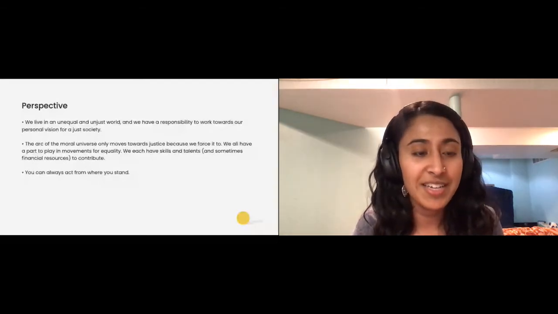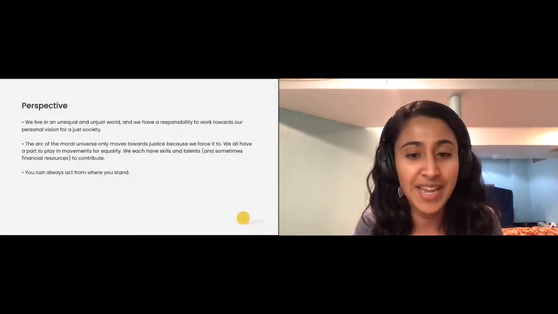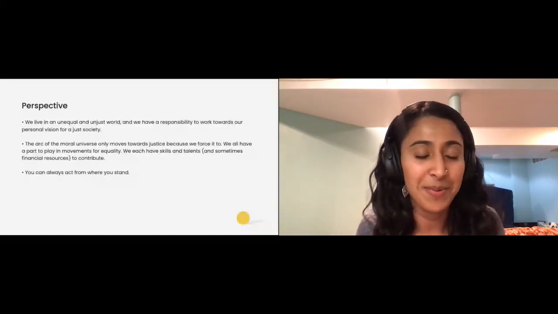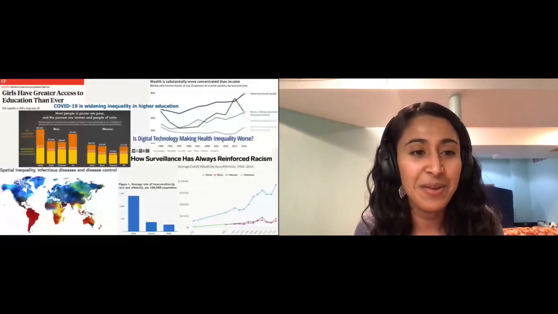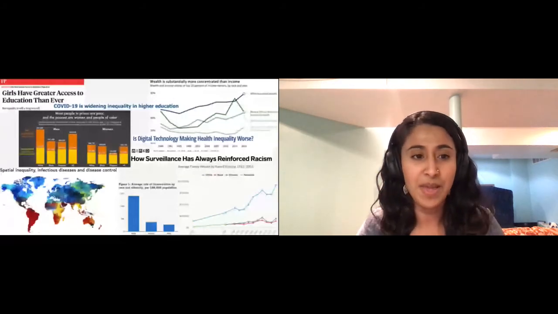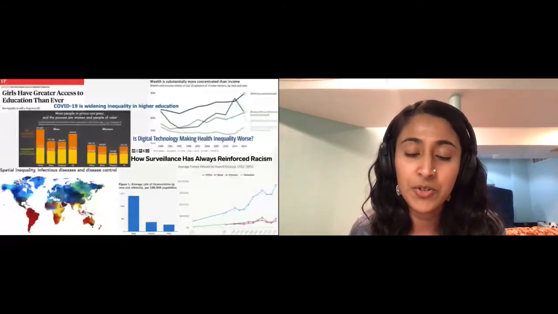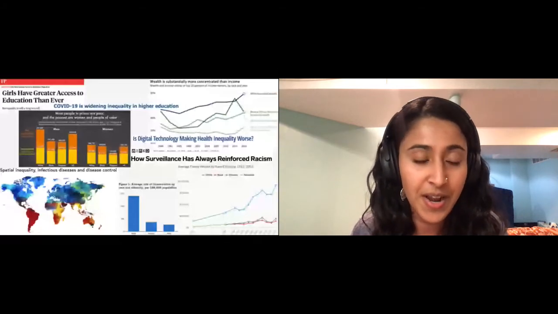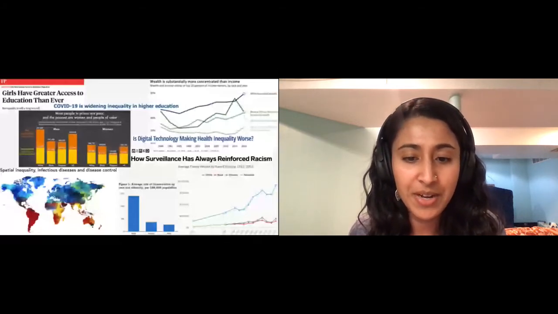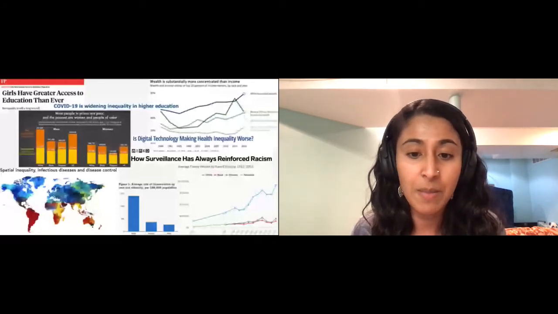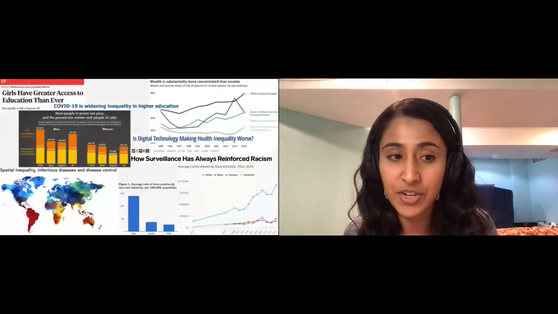So here I pulled out a bunch of different news headlines and graphics from different reports and newspapers. Here I want to emphasize that there are so many different types of inequality, and it's crucial to understand how many of them overlap and intersect with each other. I also want to underscore that the issue of inequality can't be an afterthought. It's not something that can be compartmentalized as its own issue.